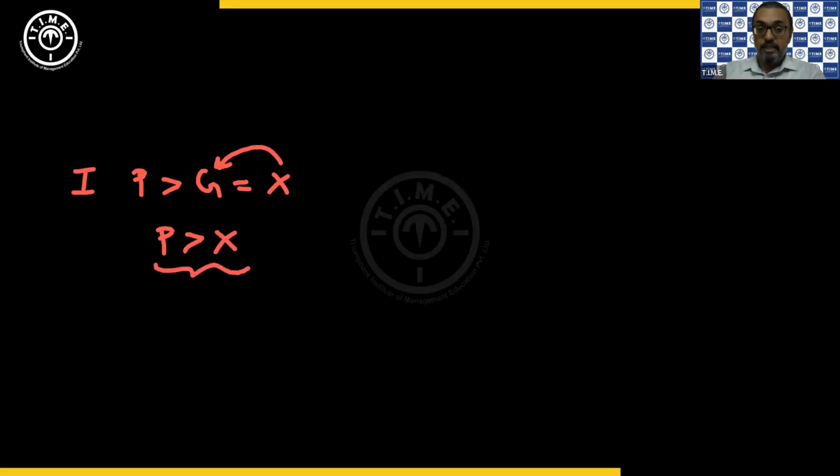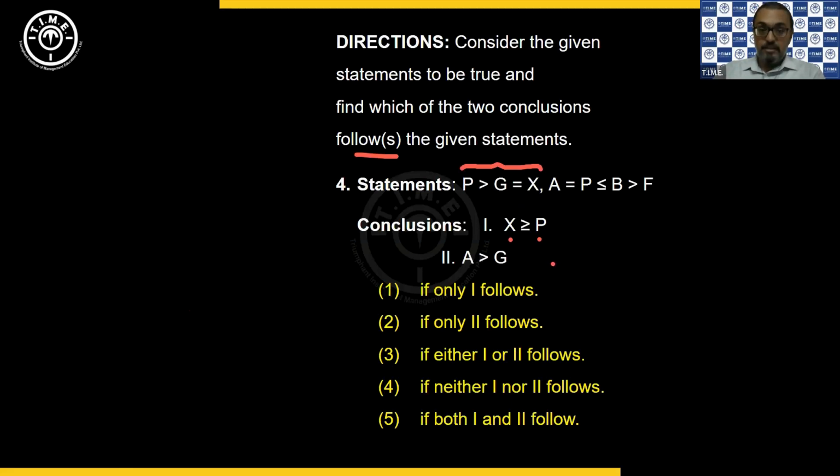For the first one, we have p greater than g equals x. Because equal to is there, I can replace g with x. So I will get p greater than x. And once I reverse it, I'll get x less than p. But I don't have that. So conclusion 1 does not follow.